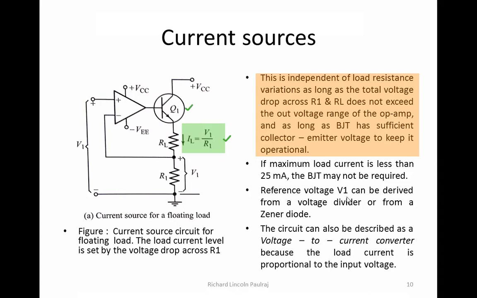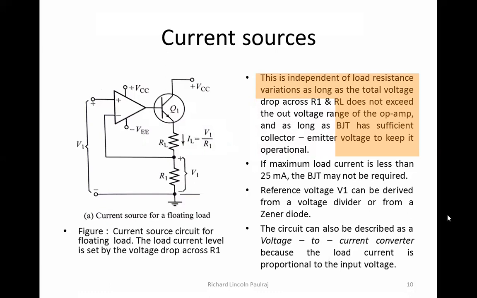Reference voltage V1 can be derived from a voltage divider or from a Zener diode. For this V1, I can connect using my voltage divider. What's a voltage divider? I'm giving 18 volts, and it gets divided into +9 and -9. So that is this V1 that we are talking about. Additionally, you can have a voltage divider circuit here, and from there it passes to the op-amp.